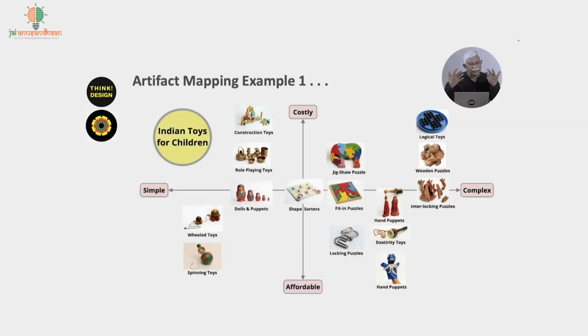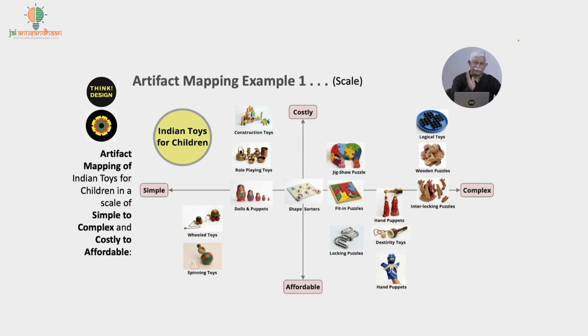Or you can do it in another dimension. For example, here a scale has been used. Okay, some toys which are simple is one end and complex is on the other side, and those which are costly and affordable is on another scale. So you have 2 scales here. Okay, and a very interesting mapping turns out.